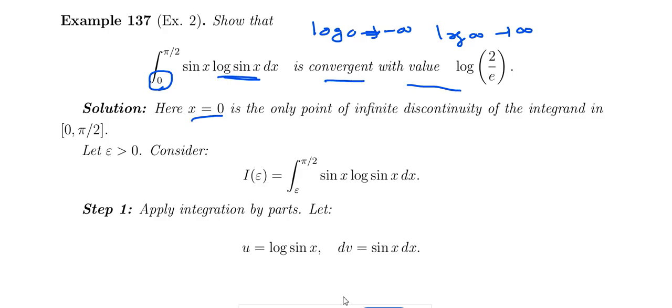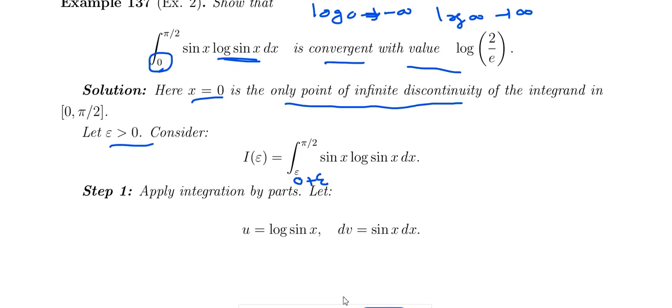Okay, so x equal to 0 is the only point of infinite discontinuity of the integrand in the interval 0 comma pi by 2. So epsilon greater than 0. So what can we do? Here we should put 0 plus epsilon; actually that is the correct one. So 0 plus epsilon is nothing but epsilon. So this is a proper integral. For this proper integral, you can evaluate the value using normal integration.